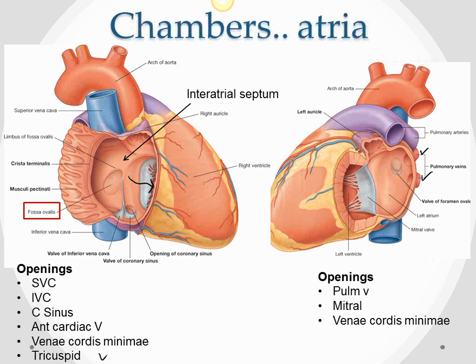Then the left atrium communicates with the left ventricle by means of the mitral or bicuspid or the left atrioventricular valve, which is guarded by the cusps or leaflets. And then venae cordis minimi. So mitral opening, pulmonary veins, and venae cordis minimi. So these are the features of this chamber, the atrial chamber.